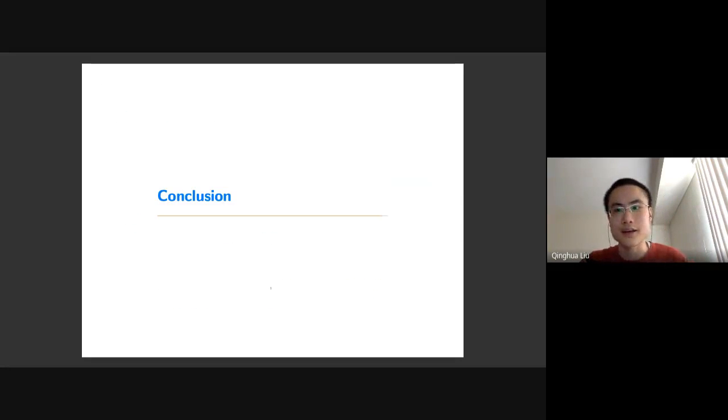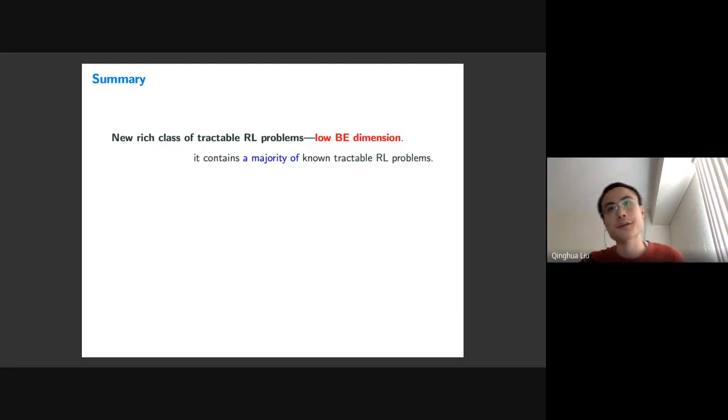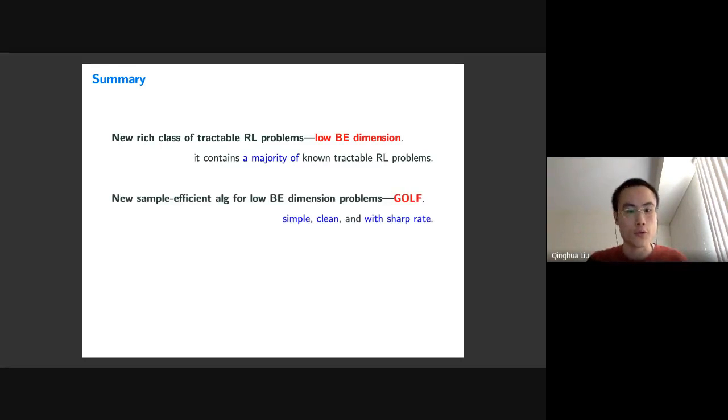Okay, finally, let me make a brief summary of this talk. So first, we identify a rich class. It basically contains all the existing tractable problems. And we have a new sample efficient algorithm, Golf, that can solve these problems of low B dimension. It is simple, it is clean, and it has a sharp rate.